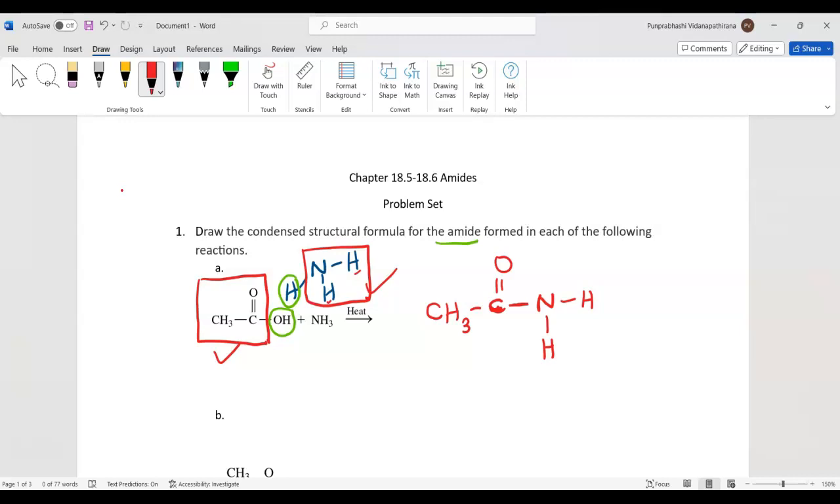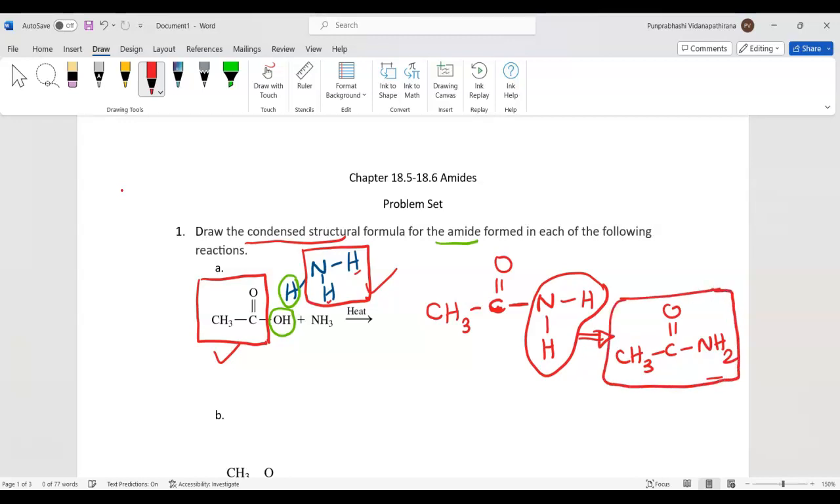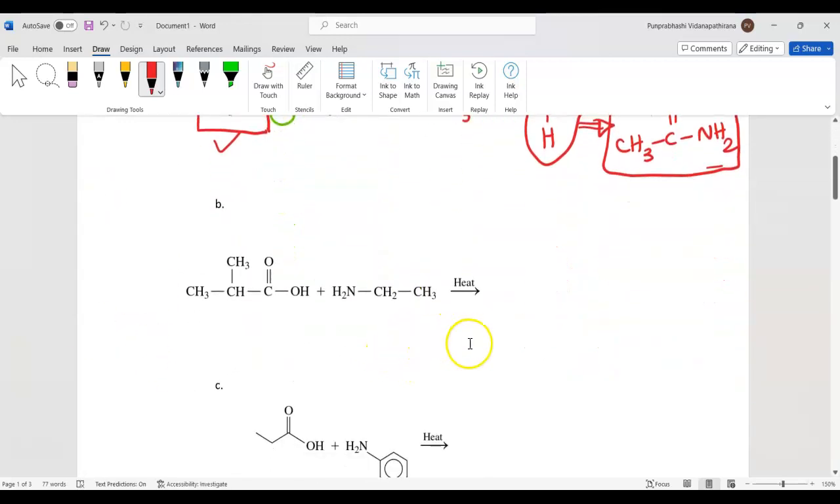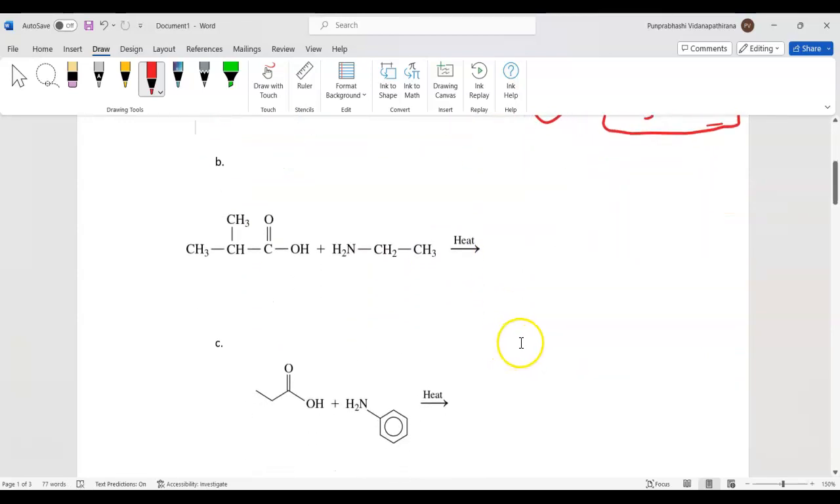Now the question is asking for the condensed structural formula. So the correct answer would be CH3CONH2. I just condensed the nitrogen and two hydrogen atoms into NH2. So this is the correct answer for this question. Okay, so that's the same way you have to follow in all the other reactions as well.